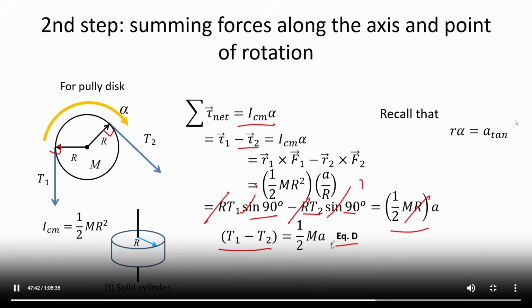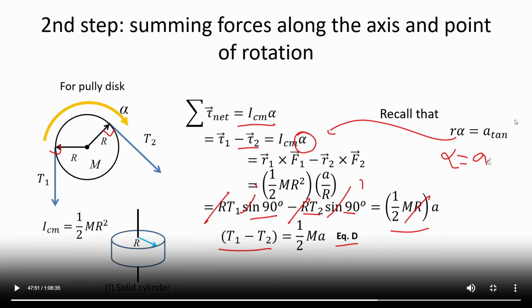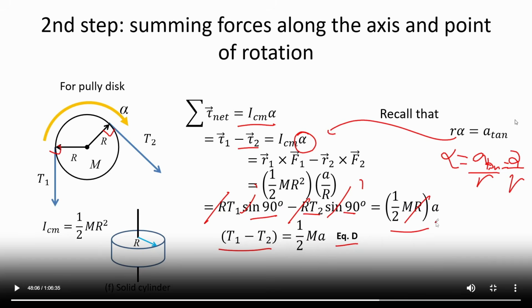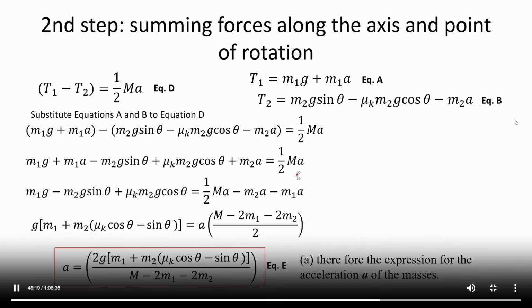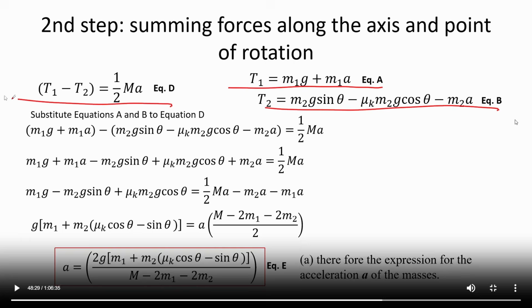By the way, the angular acceleration alpha is written this way: alpha is equal to a tangential over r. And since a tangential simply refers to the acceleration a, alpha is a over r. That's why one r is left and cancels out. I hope you followed. So what do we do now? We substitute. We have equation A for tension 1, equation B, and equation D.